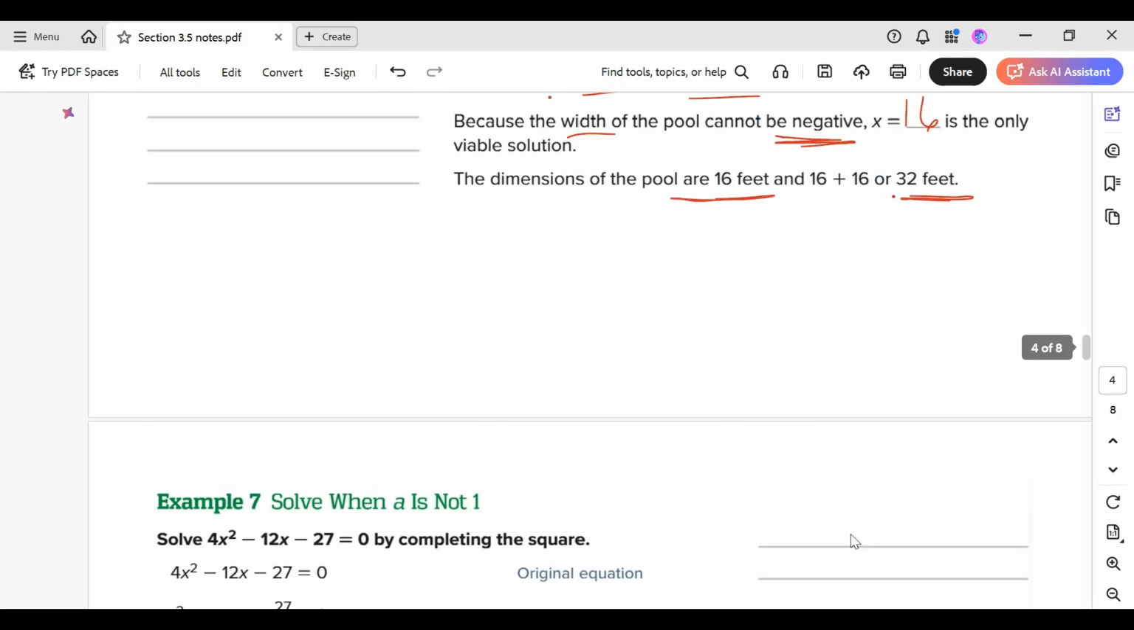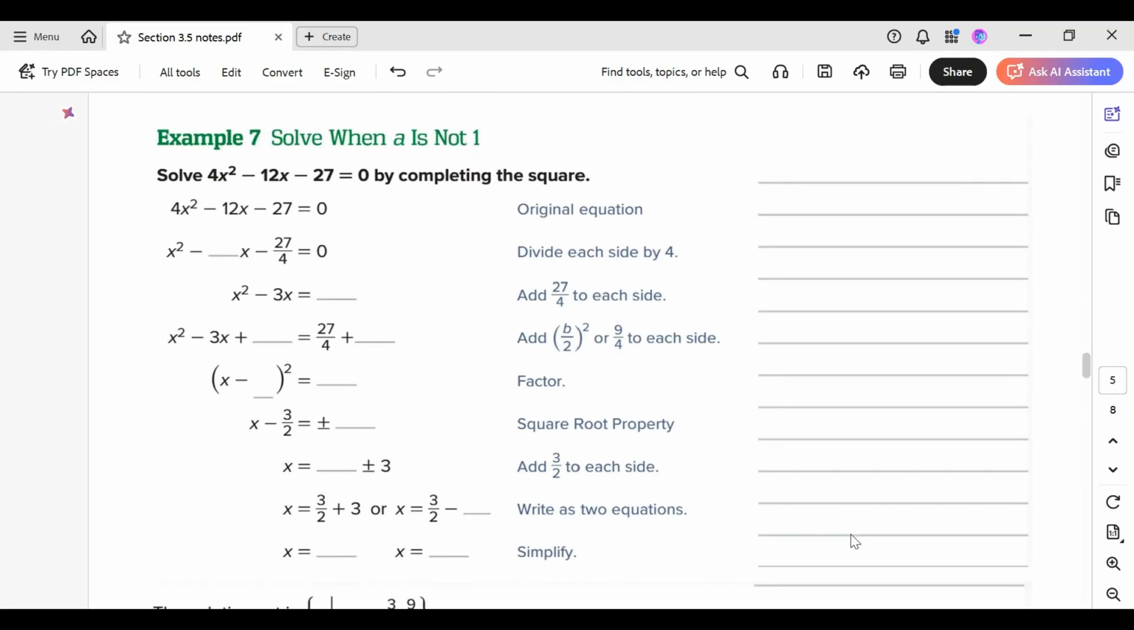Okay, in example 7, it's solving when the a value is not a 1. So it says solve 4x squared minus 12x minus 27 equals 0 by completing the square. So the first thing we're going to do is divide each side by 4. We are dividing every piece by 4. So we get x squared minus 3x minus 27 over 4. Yes, we leave it as a fraction. We're going to add 27 over 4 to both sides.